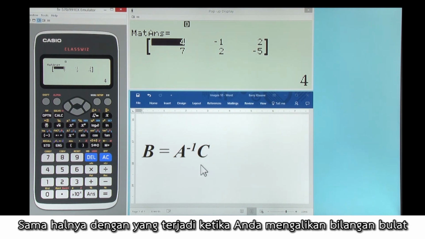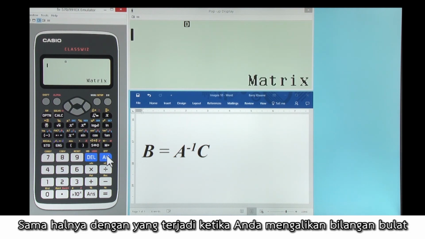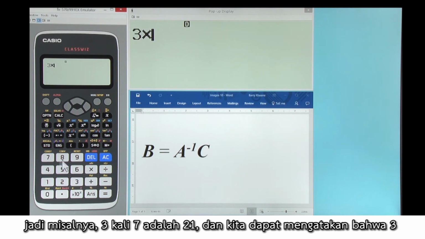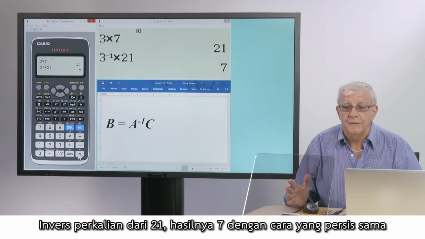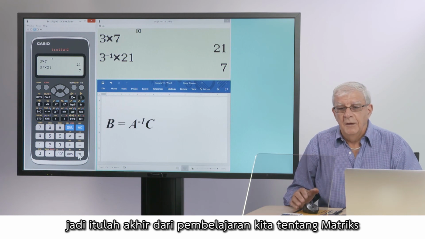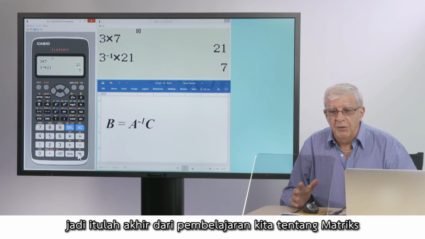This is similar to what happens when you multiply integers. So for example, 3 times 7 is 21. And we could say that 3 inverse multiplied by 21 gives 7 in exactly the same kind of way. So that's the end of our adventures with matrices.